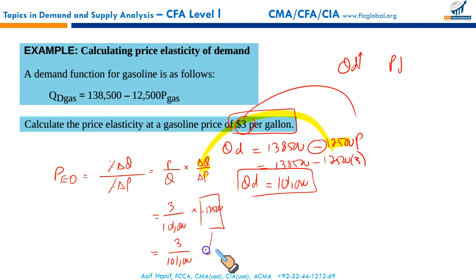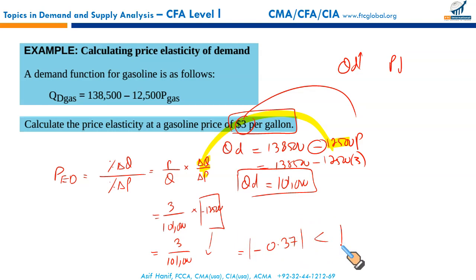So when you simplify this, this should give you the result negative 0.37. First of all, the negative sign indicates that the price and quantity demanded are negatively related as per the law of demand, and this absolute amount, if this negative sign is removed, is less than 1. So how do we interpret this?